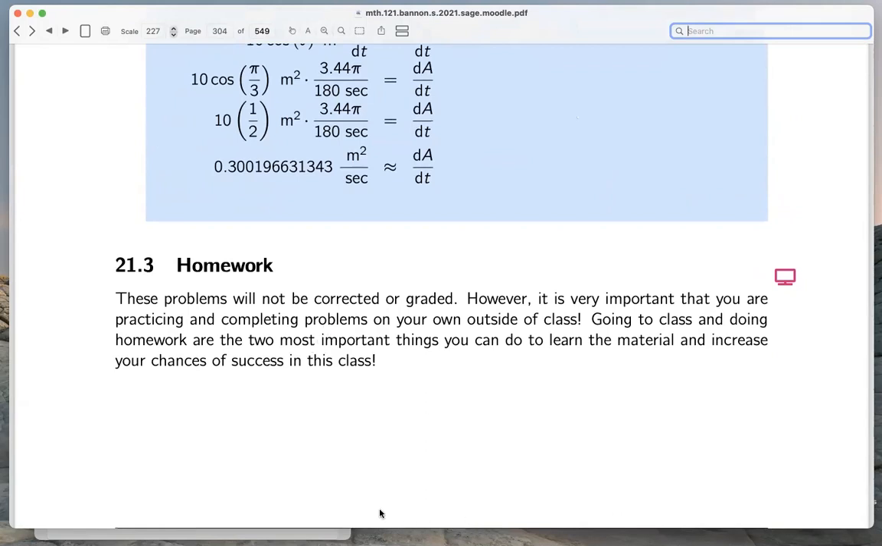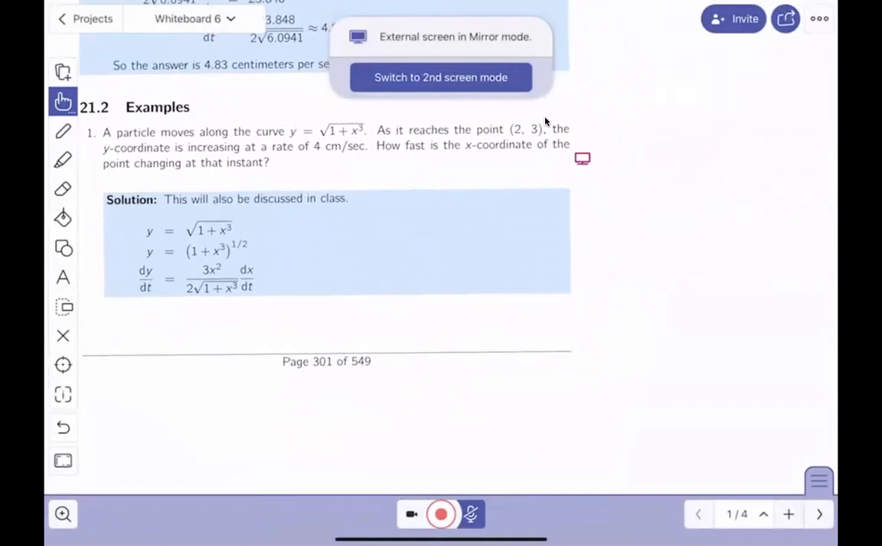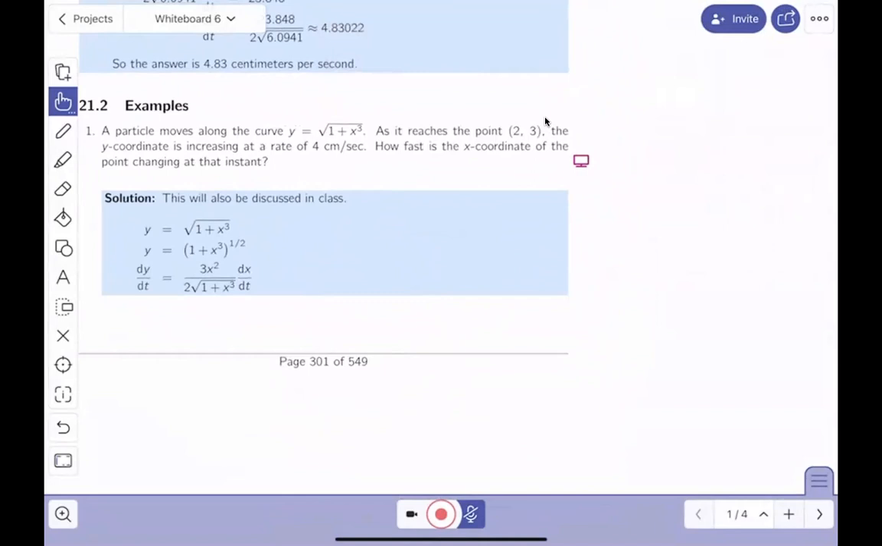So let me go to the whiteboard. And I'll start doing one problem at a time. Hopefully they'll start with moderate difficulty and maybe move to something a little bit more challenging. So, this one over here, I want to just read it to you. It says a particle moves along a curve, y equals the root of 1 plus x cubed. It says as it reaches the point (2,3), the y coordinate is increasing at a rate of 4 centimeters per second. How fast is the x coordinate of the point changing at that instant?